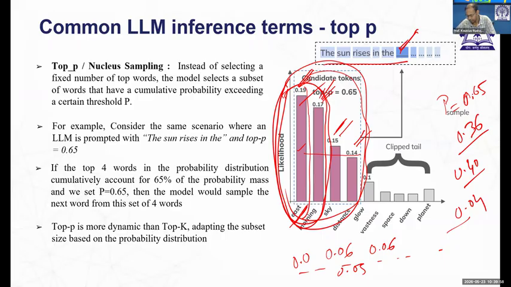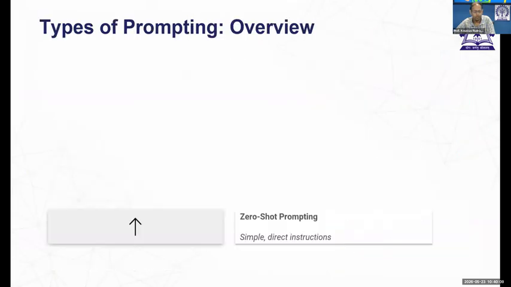Okay, fine. These are the two sampling techniques that we can go for the next token selection. Now, it can capture more diversity in outputs, reducing the repetitiveness. Okay. Now, let's see some kinds of prompting quickly. So, what are the types of prompting?